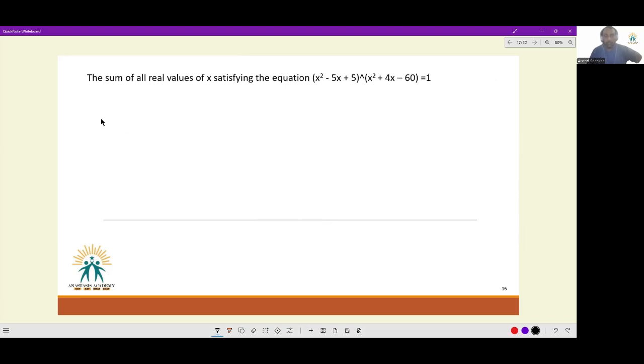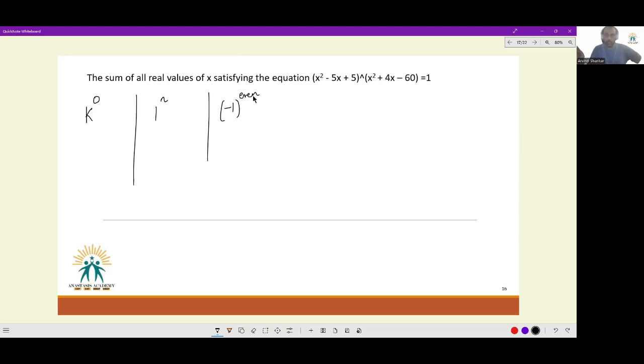Next, the sum of all real values of x satisfying the equation x square minus 5x plus 5 raised to the power x square plus 4x minus 60 is equal to 1. Now see, there are three ways this can happen. Either we have k raised to the power 0, or we have 1 raised to any power n, or we have minus 1 raised to any even power.